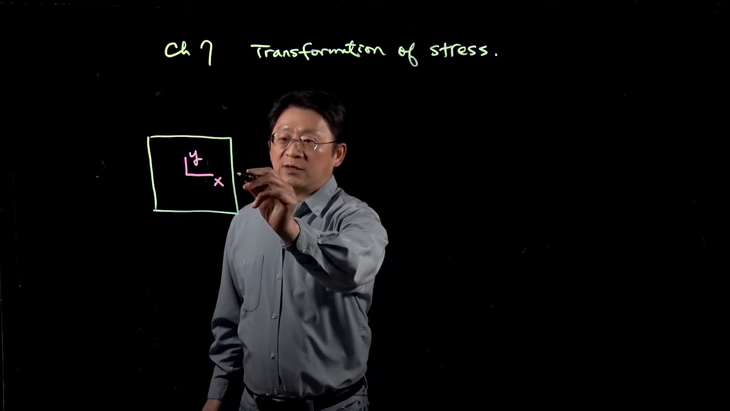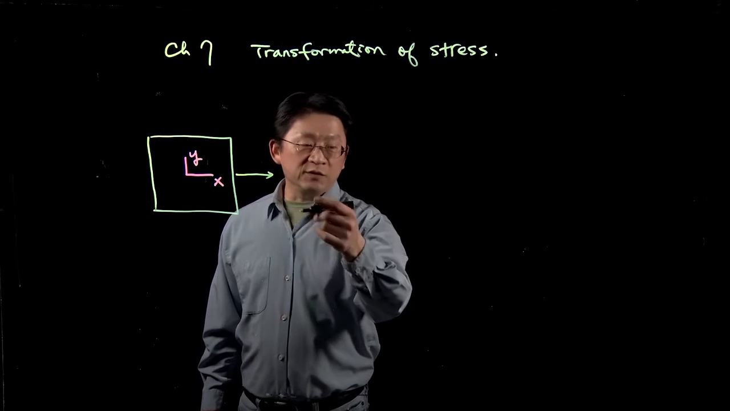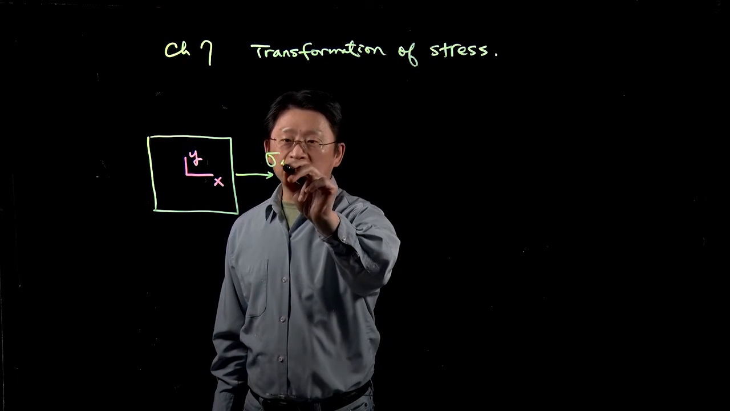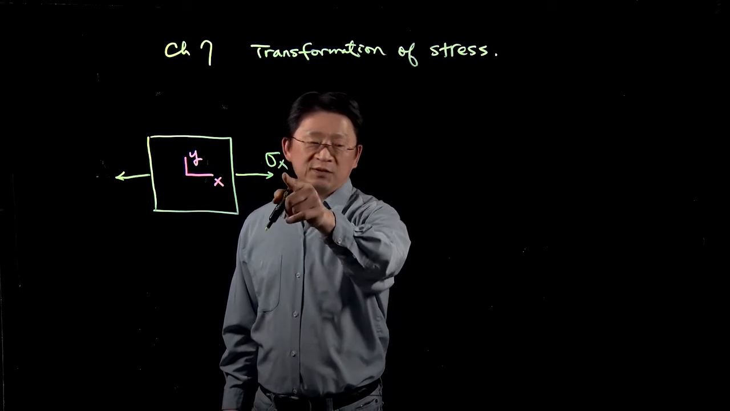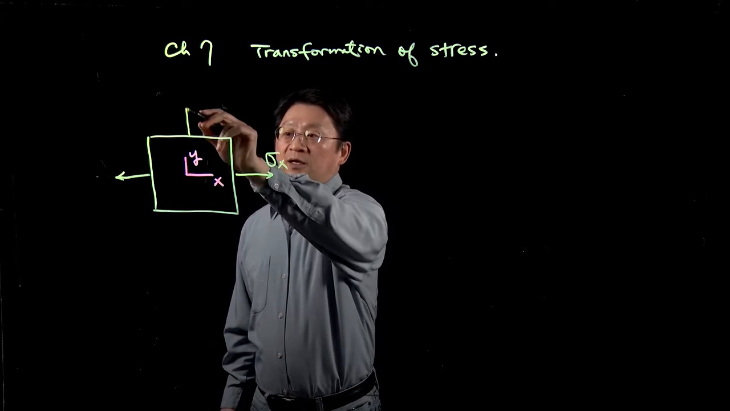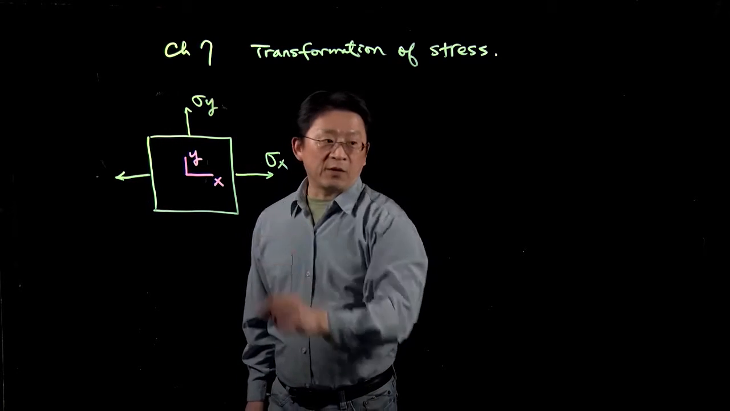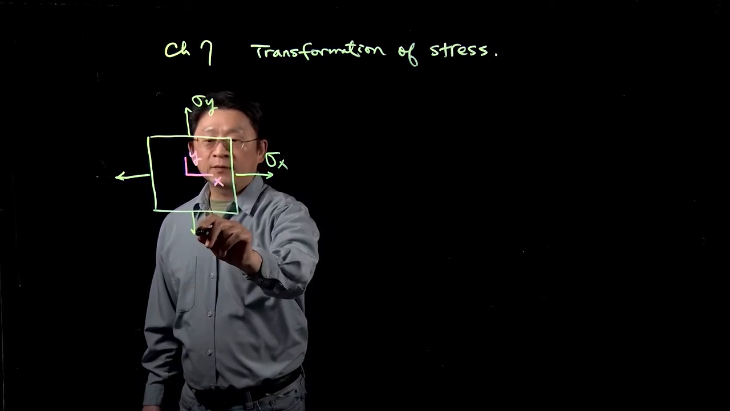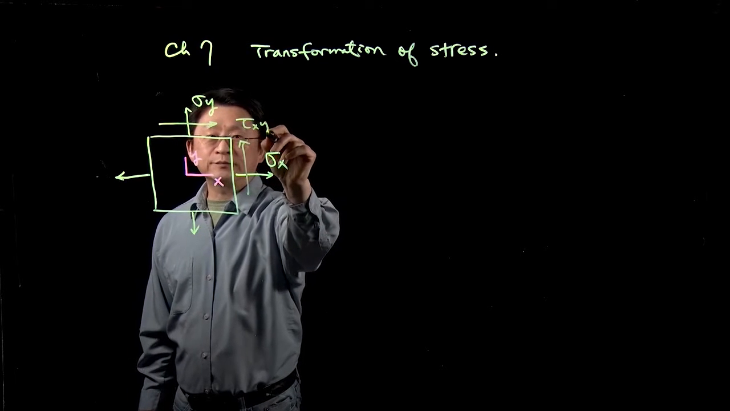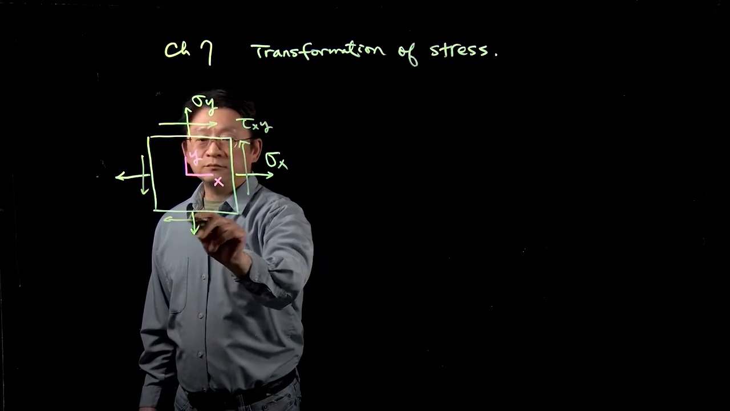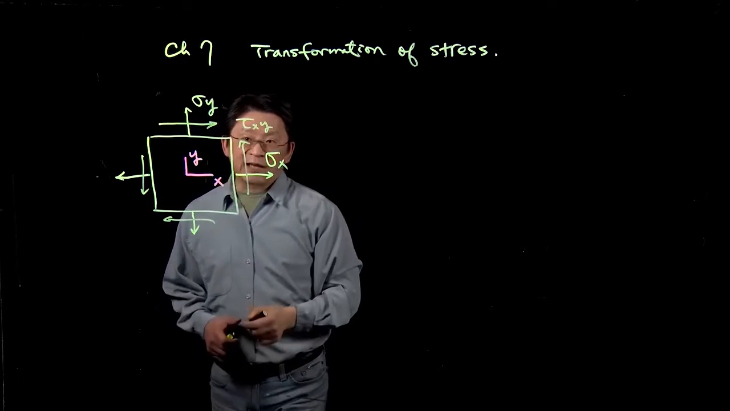In the x direction, from the previous few chapters, we might be able to analyze the distribution of the stress in the x direction. Let me say that is sigma x. In the y direction, let me say that is sigma y. And then the shear stress, that is tau xy here. And this one is under static equilibrium.